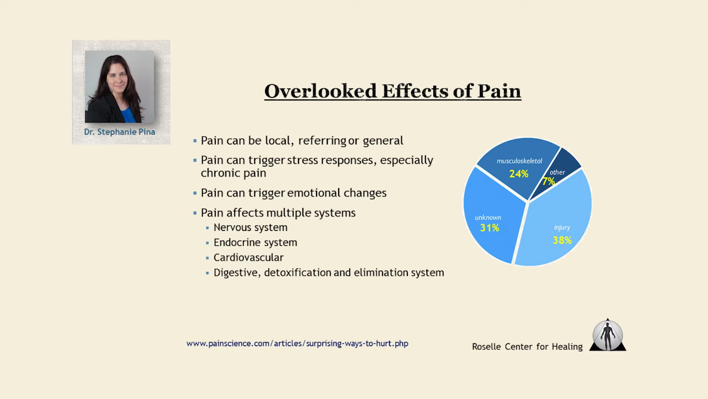So sometimes pain can be localized to a very small area, so it's easy to identify. Tightness in the shoulder, pain related to menstrual cramps can be examples of this. We can also have referring pain, which can be a little bit more tricky.